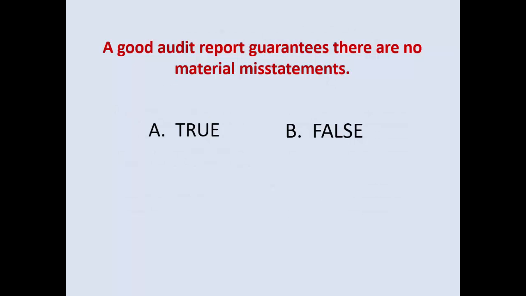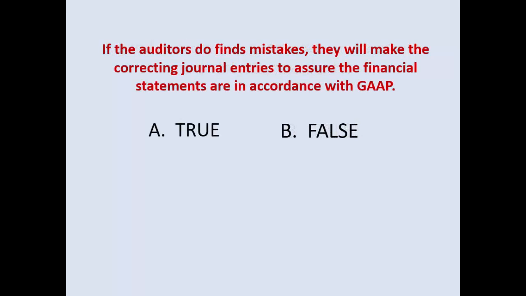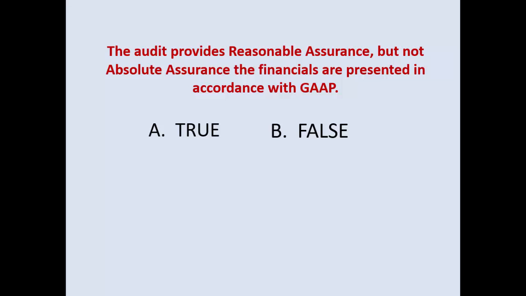Now, question, a good audit report guarantees there are no material misstatements. This is false. If the auditors do find mistakes, they will make the correcting journal entries to assure the financial statements are in accordance with GAAP. This also is false. It's management's responsibility. The audit provides reasonable assurance, but not absolute assurance, the financials are presented in accordance with GAAP. This is true.